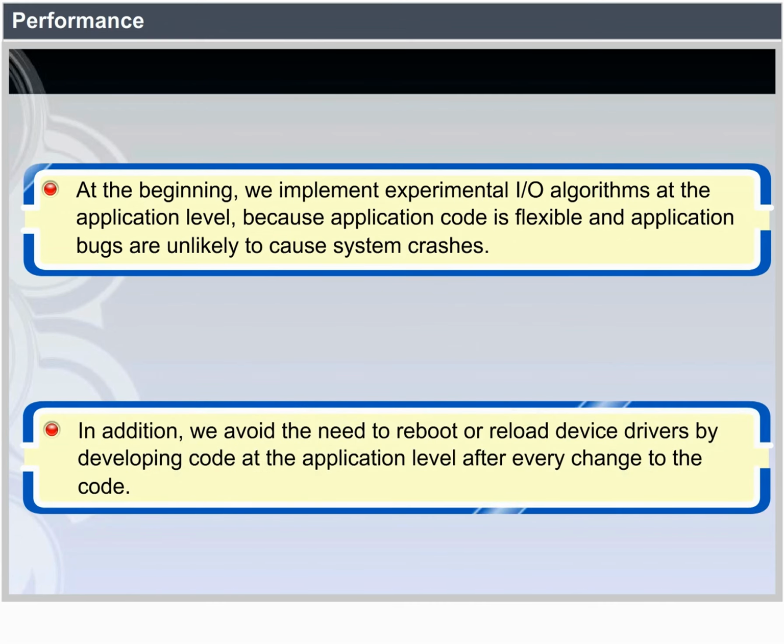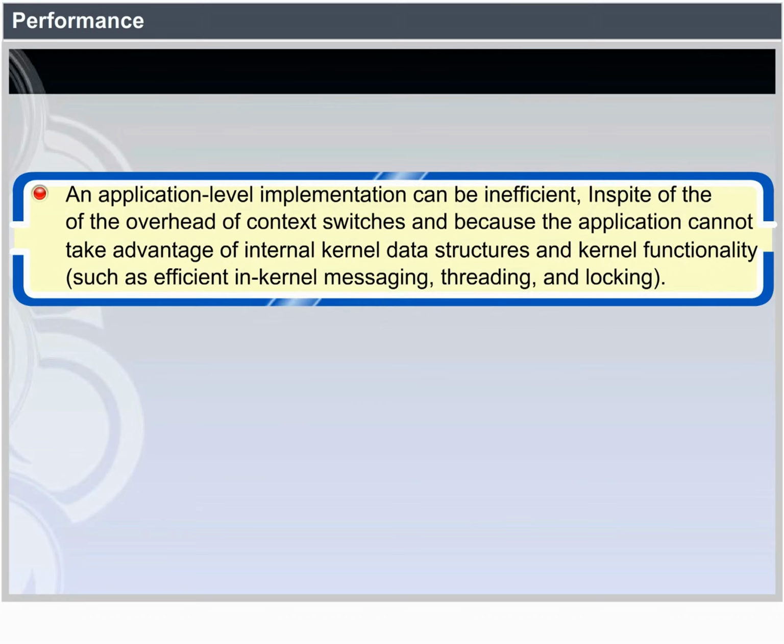An application-level implementation can be inefficient, however, because of the overhead of context switches and because the application cannot take advantage of internal kernel data structures and kernel functionality, such as efficient in-kernel messaging, threading, and locking. When an application-level algorithm has demonstrated its worth, we may re-implement it in the kernel.